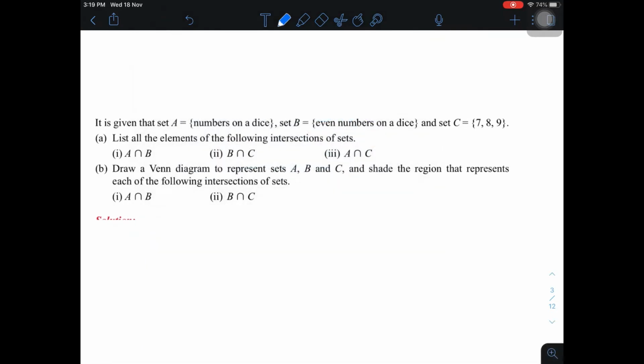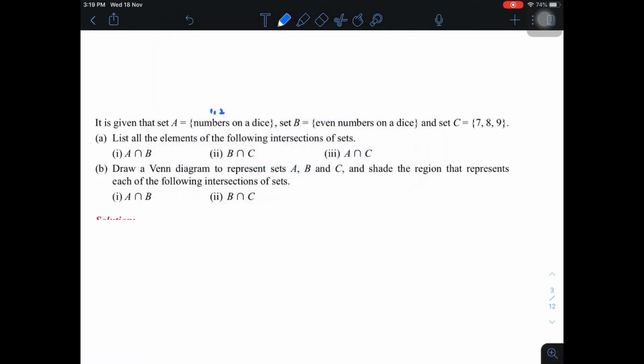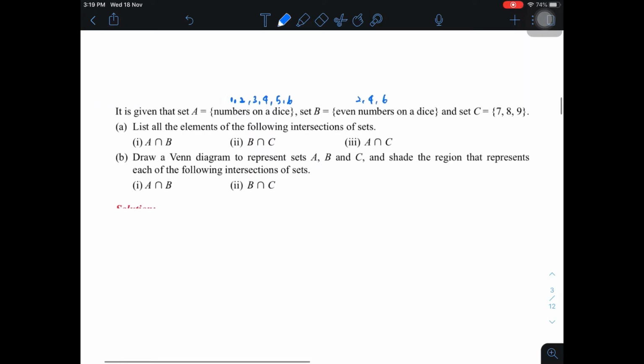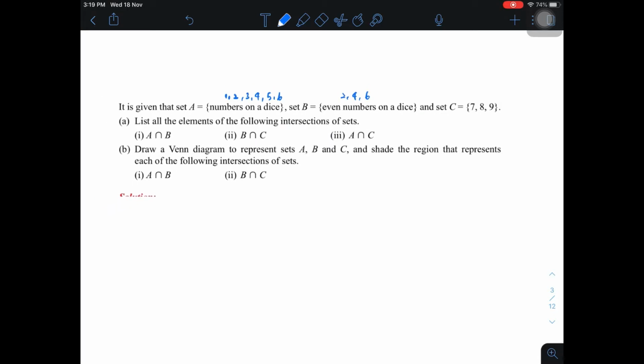The numbers on the dice, we understand that is 1, 2, 3, 4, 5, 6. And then set B, we have even numbers of the dice. Even numbers would be 2, 4, and 6. Right? Let's write that down: 2, 4, 6. And then we have set C, which is 7, 8, 9. Alright, so we can continue with the question then. List all the elements of the following intersections.